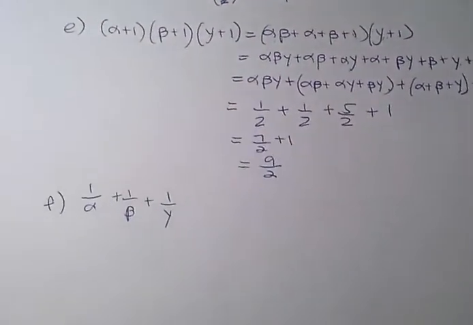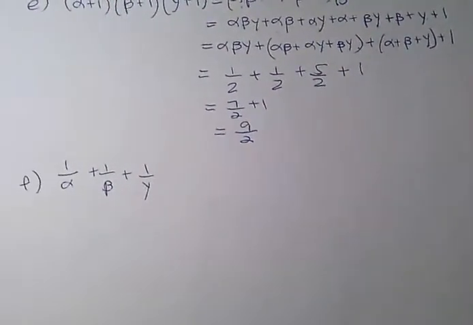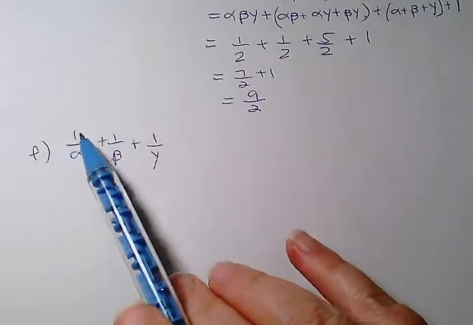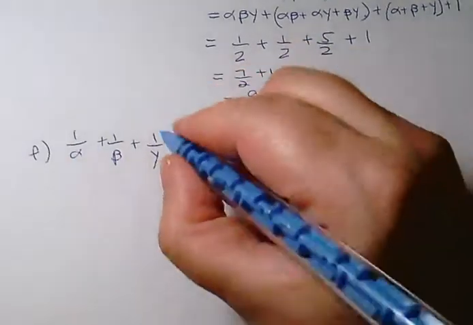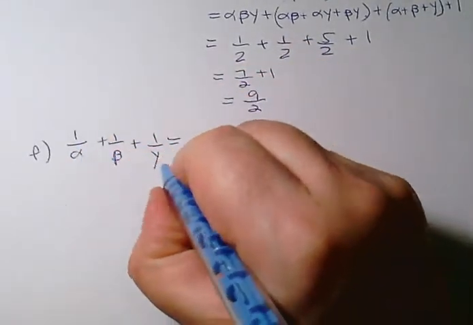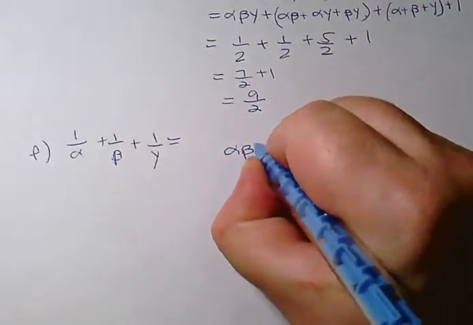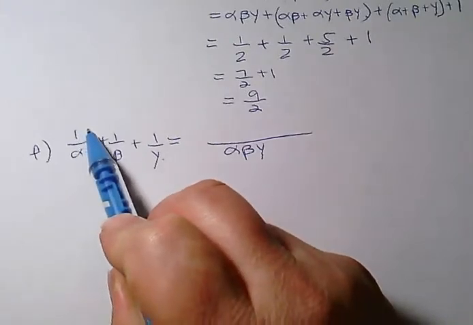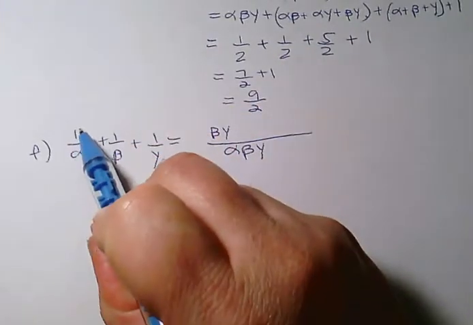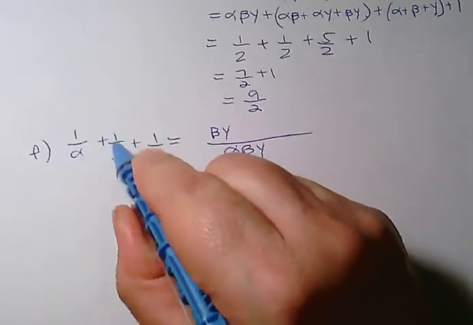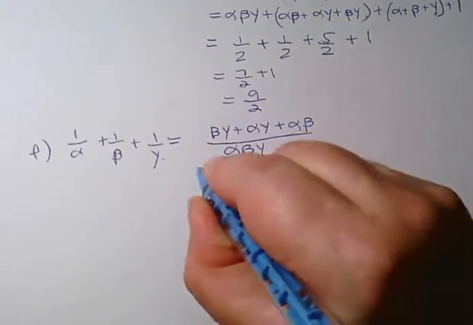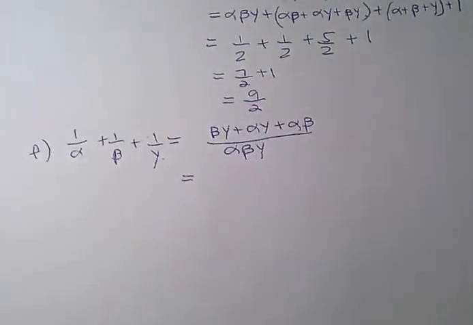Okay, and now for the last one, 1 on alpha plus 1 on beta plus 1 on gamma. We did something similar to this when we were doing the reciprocals with the quadratic equations. Again, we need a common denominator. So the common denominator is going to be alpha times beta times gamma. This fraction is missing beta times gamma, so we multiply by beta gamma over beta gamma. This is missing alpha gamma. And this last one is missing alpha beta. Now we've written that as a single fraction with a common denominator.